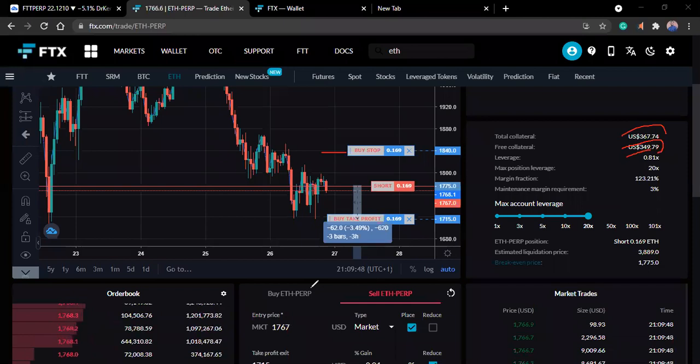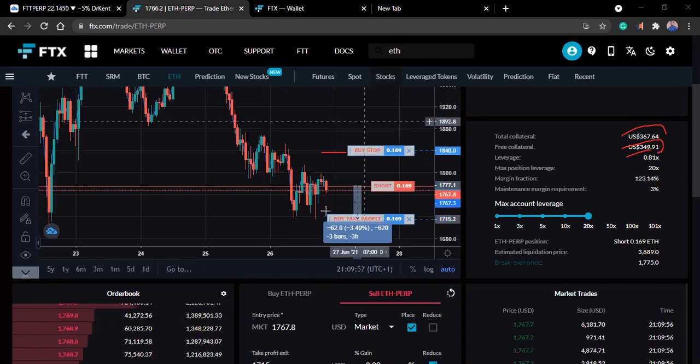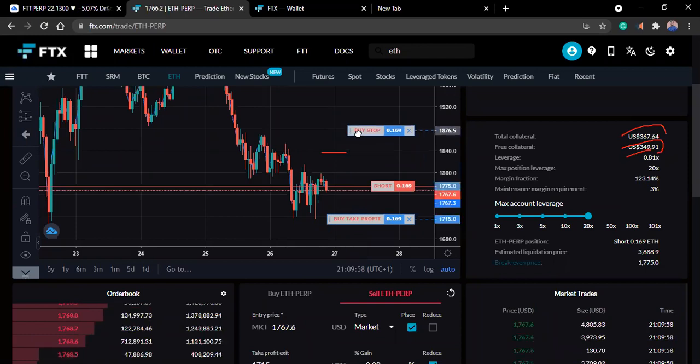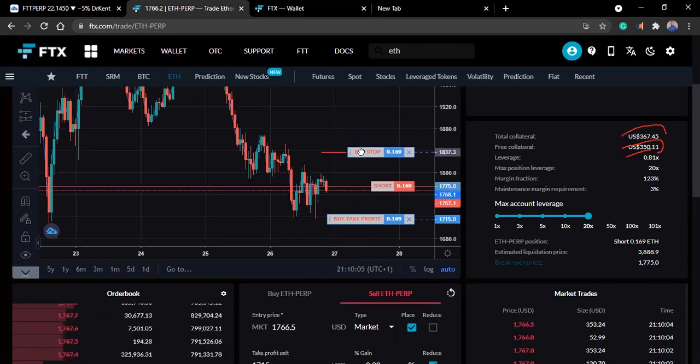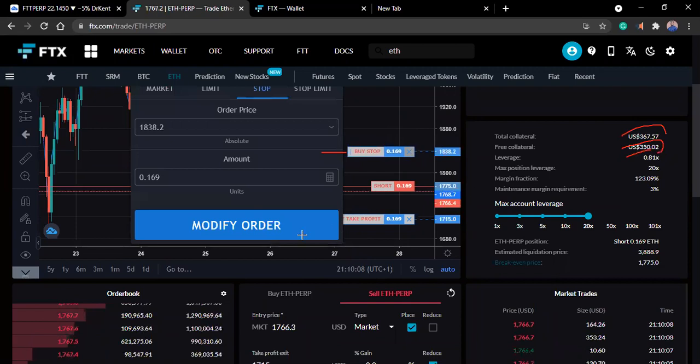FTX is straightforward. FTX is more like what you have in Forex. If you've traded Forex before, it's similar. Even this drag and drop, you can do that easily on the Forex MT4 platform. You can't do that on Binance. This drag and drop. Now, let's continue.